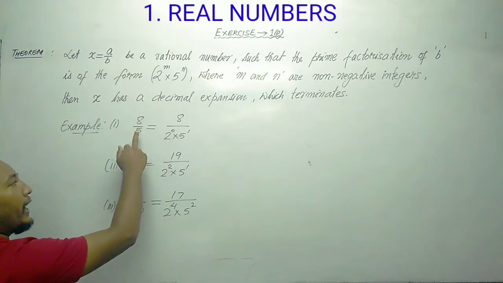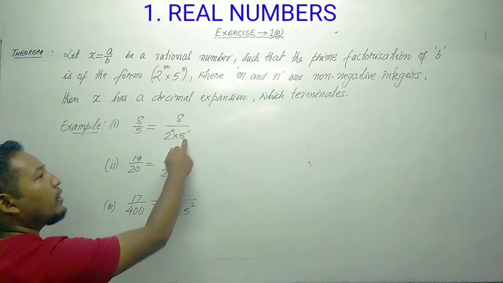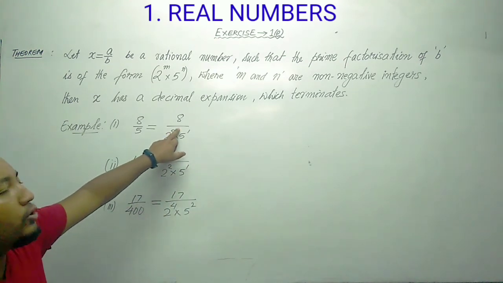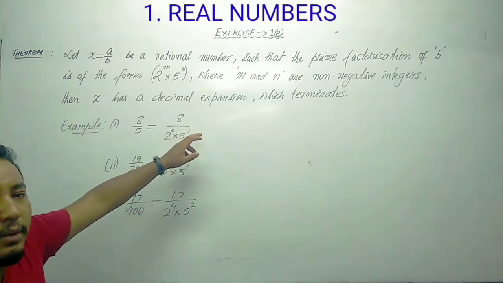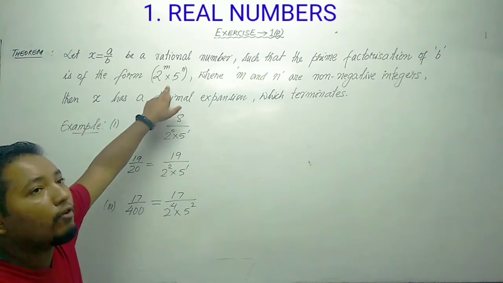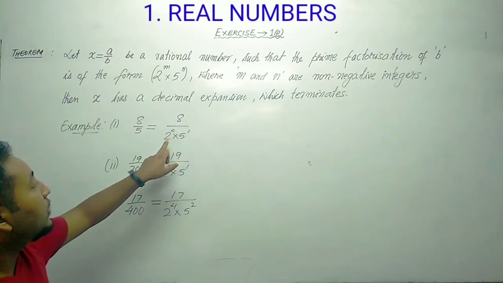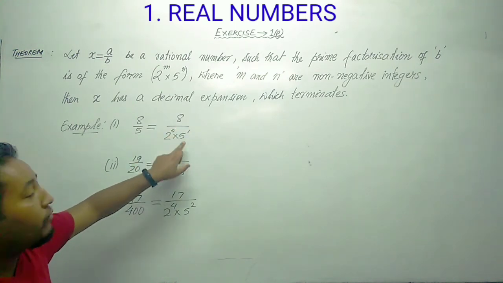8 by 5. Now 8 by 5 I can write in the form of 2 to the power 0 into 5 to the power 1. Why? 2 to the power 0 is 1, and 1 into 5 is 5. Same. This is why I am doing this. I want to convert this into the standard form 2 to the power m, 5 to the power n.